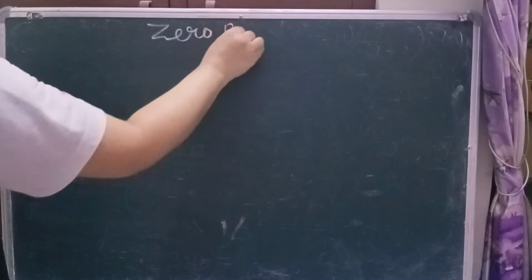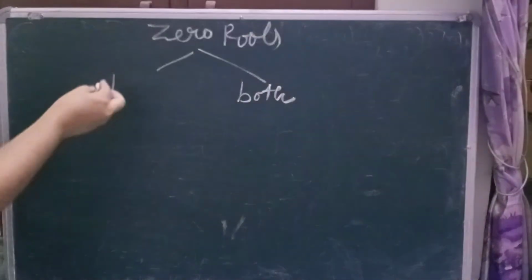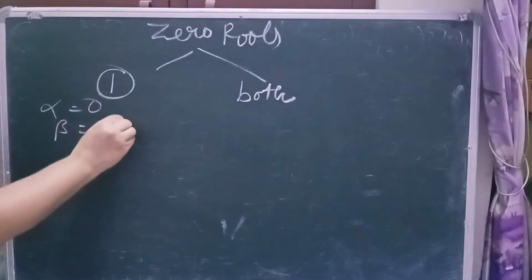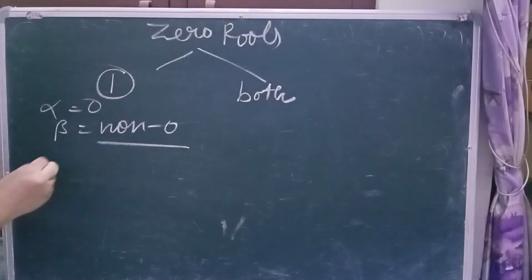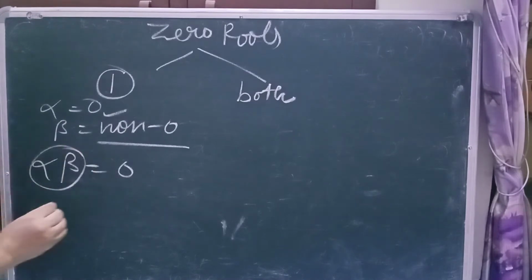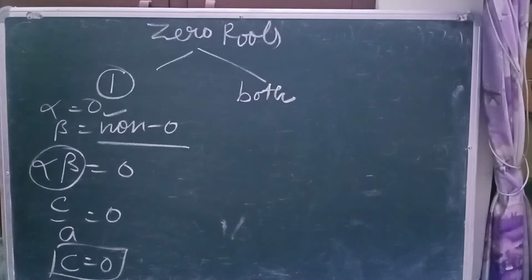Same for the next one. If it is given that the roots are 0, either one of the roots or both roots are 0, then which condition do we have to use? Here I am talking about either one or both. If one root is 0, then let me take alpha is equal to 0, but beta is non-zero. The product of both will be 0 since one is 0. Since alpha into beta is always c upon a, that is equal to 0. So here we can use the condition c is equal to 0.